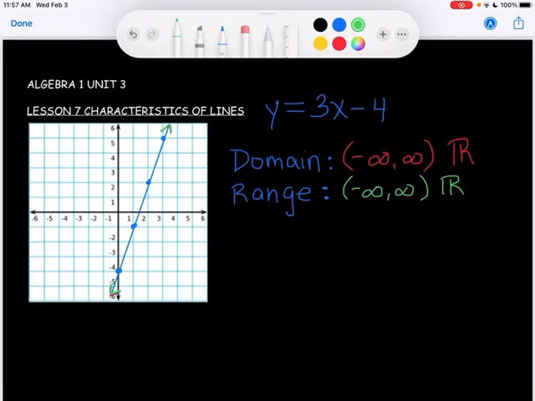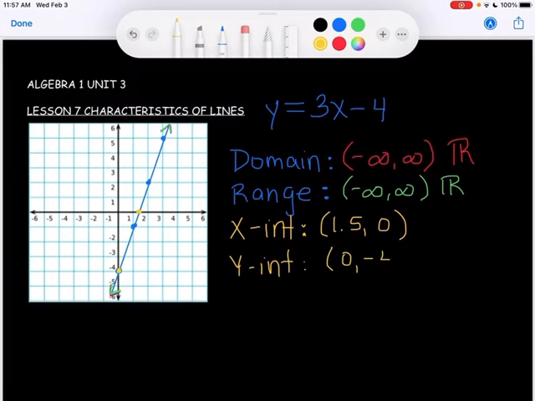All right, then they also want your x-intercept. That's just where it's crossing the x-axis. Well, in this case, it's right here. So that's approximately 1.5, 0. So our x-intercept here would be the ordered pair (1.5, 0). They also are going to want your y-intercept, and that's where it's crossing the y-axis. Well, that is right here, and that's nice because we could see it from the original equation. That's (0, -4) for our y-intercept.